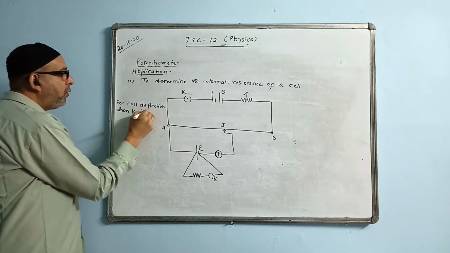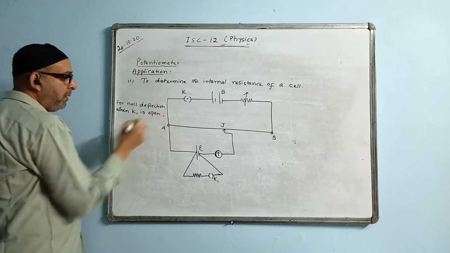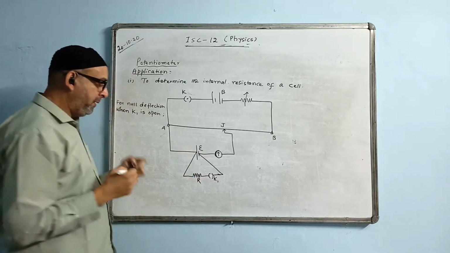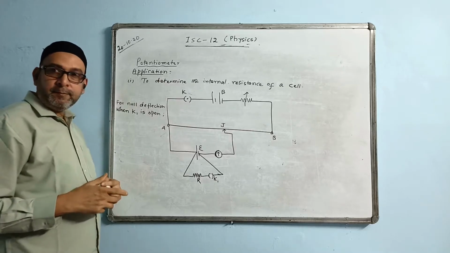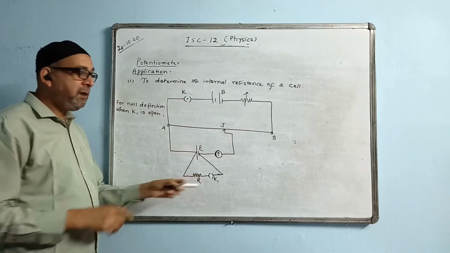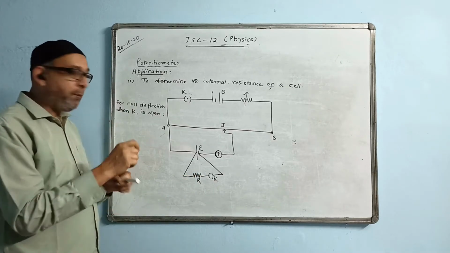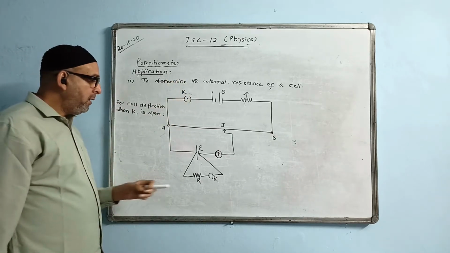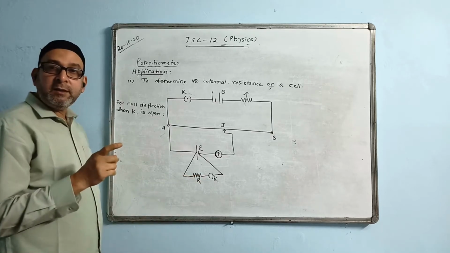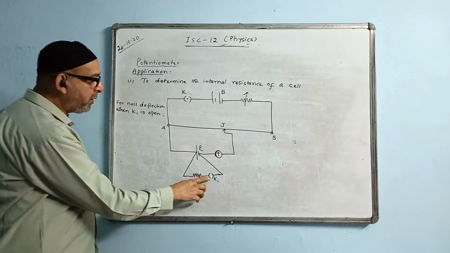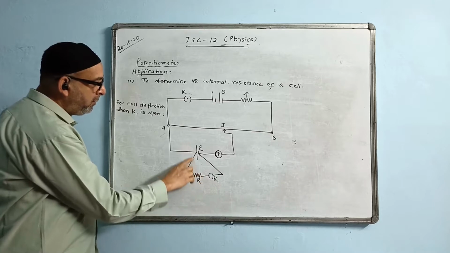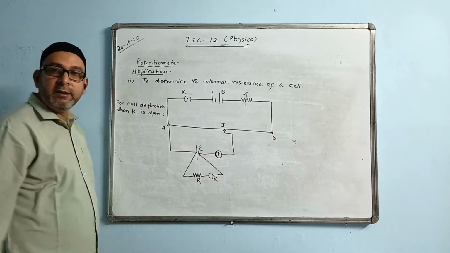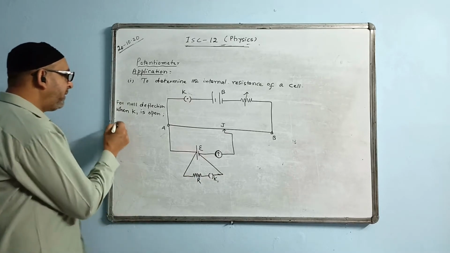For null deflection, when K1 is open, that means first this resistance is R, capital R. This key K1 is kept open. When K1 is open, K is always closed. This key is always closed. But this K1 in the first case we will keep it open. That means no current we are drawing. No current is flowing through this R. This is out of the circuit. This is not joined in the circuit.